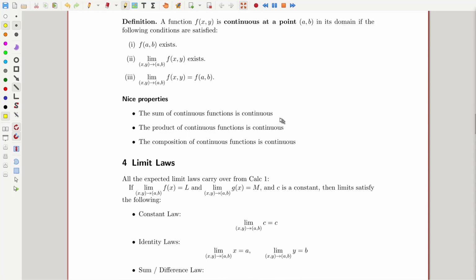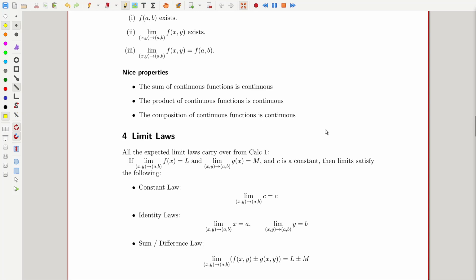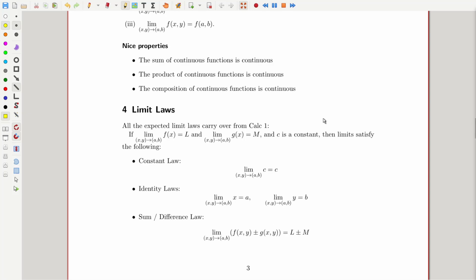These properties are things that you would expect for continuous functions to satisfy. So it's just good to note that yes, they do satisfy them, and we don't really have to go further into that. The sum of continuous functions is continuous, the product of continuous functions is continuous, and the composition of continuous functions is continuous. These are nice properties that you would hope or expect to hold true. They do hold true.